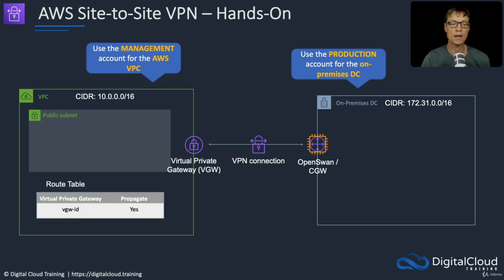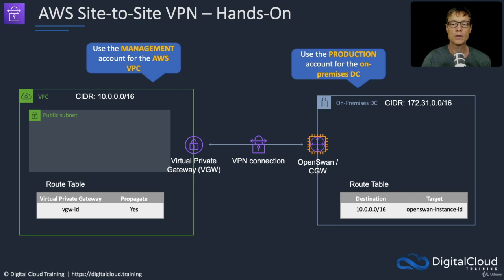We'll then need to update our route tables. So the route table in the AWS VPC will have propagation turned on for the virtual gateway. That means the routes that are advertised via the virtual gateway will be propagated into the route table. On the on-premises DC side, we're going to add an entry, and it's going to point towards the IP CIDR block of the AWS VPC, and it's going to have a target of the instance ID of the OpenSwan customer gateway.